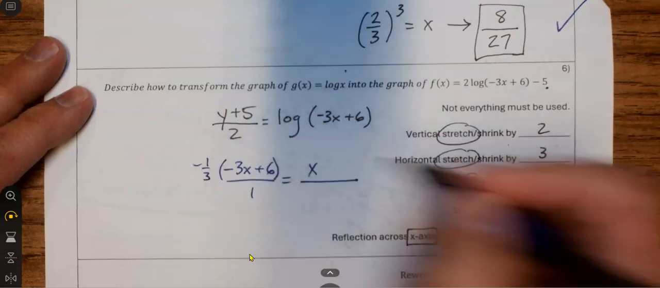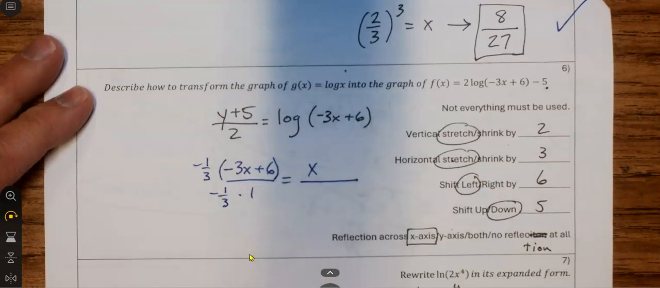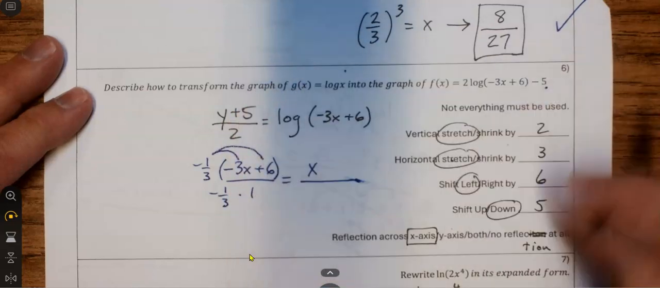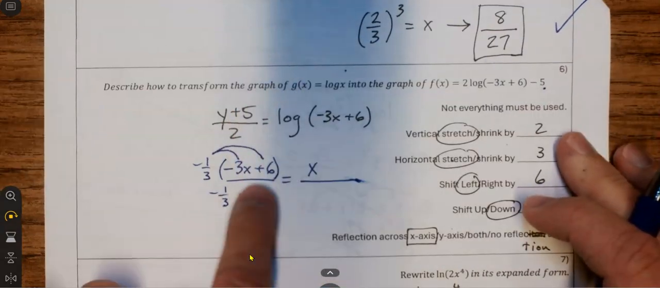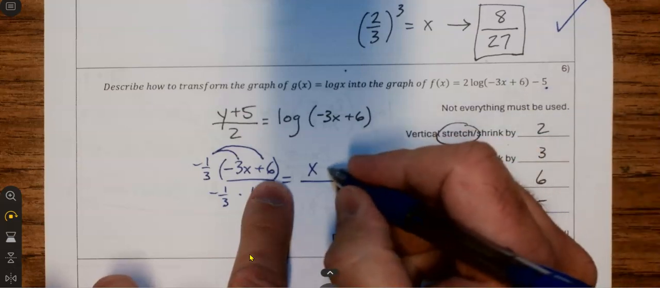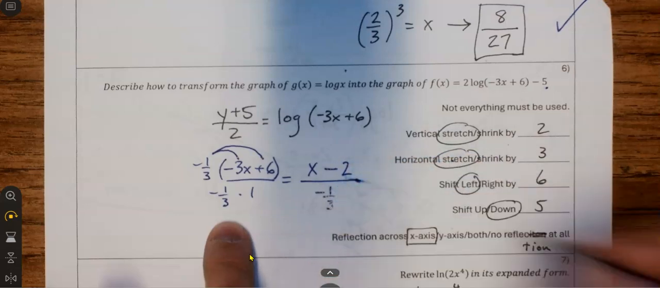-1/3. Multiply by the reciprocal. Stay with me. Don't go to the light. Okay. Okay. So, I distribute the -1/3. We get x, and what else? -2, right? And on the bottom, obviously, -1/3.